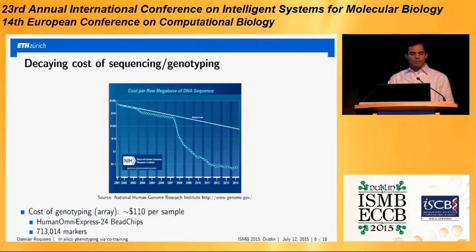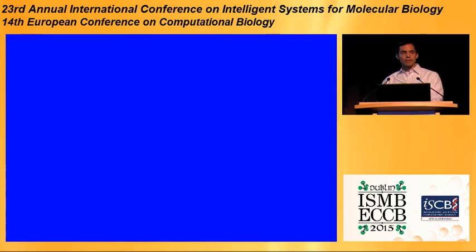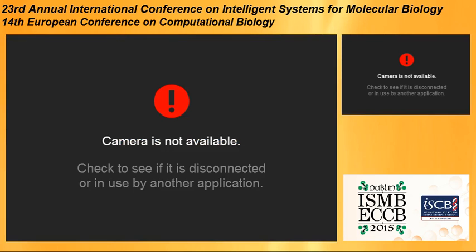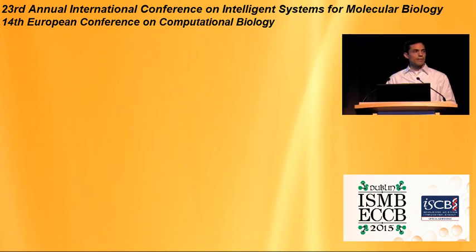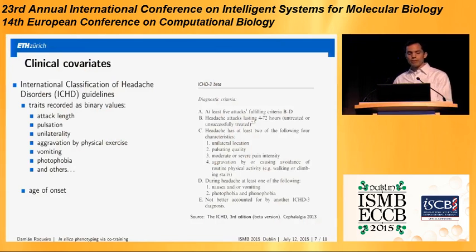Continuing with the types of data, we have these clinical covariates that I mentioned before, and they have been clearly defined by the International Classification of Headache Disorders. You have here on the right an excerpt of what these guidelines look like. They are in the form of a questionnaire that patients have to answer, and in our case, they are going to be binary traits. For example, attack length corresponds to the answer to question B that says, did you have a headache attack that lasted between 4 and 72 hours? Yes or no? Similarly, we have information about whether your migraine attack is aggravated by physical exercise, and so forth.